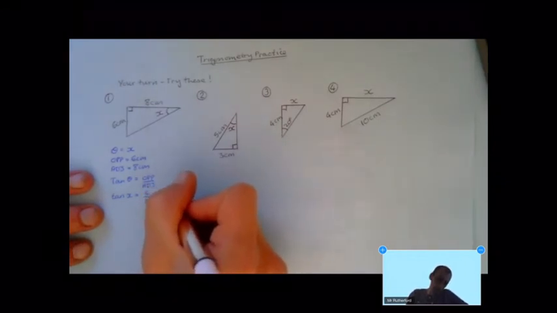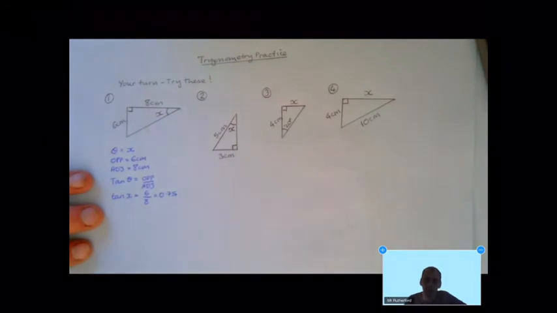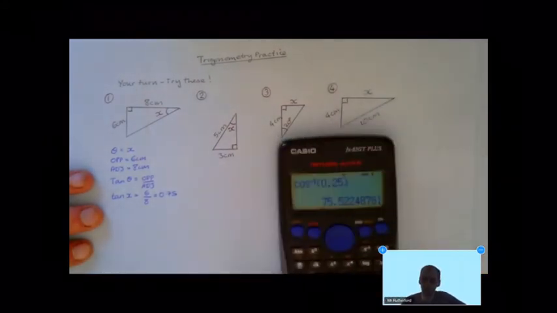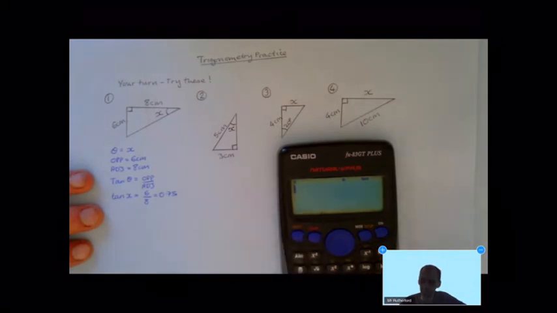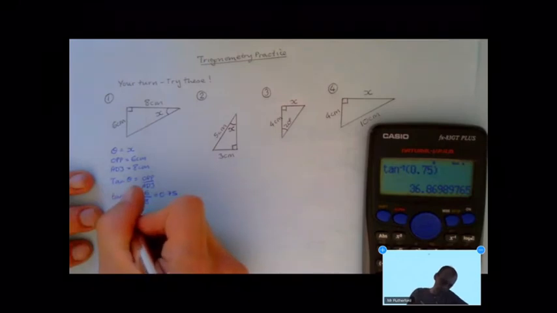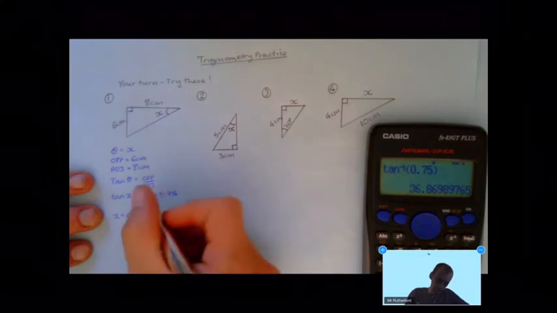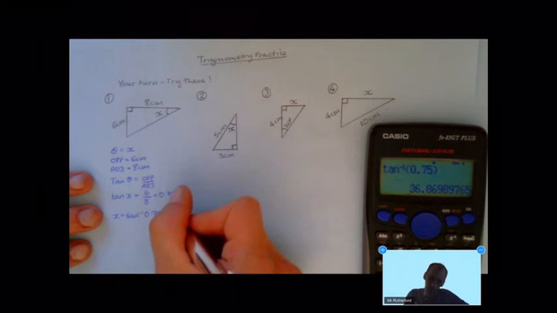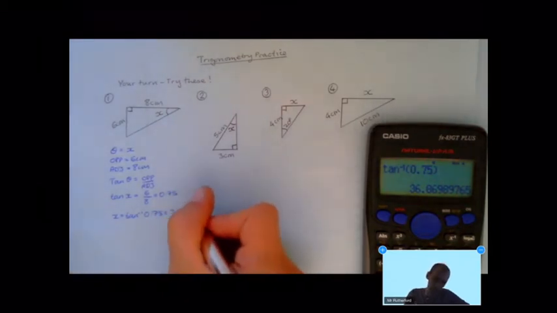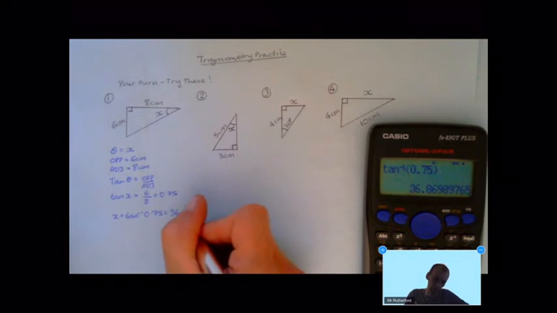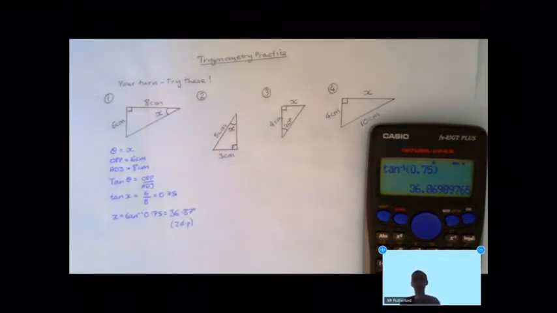or 0.75. If we do the inverse tan function, so here, shift tan 0.75, and we get an answer of 36.89. So x is equal to tan to the minus 1 of 0.75, which is 36.87 degrees, and that's correct to 2 decimal places.